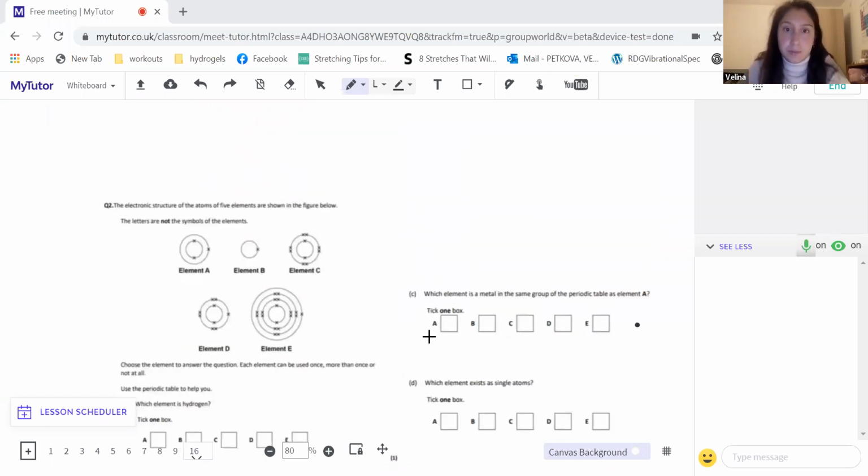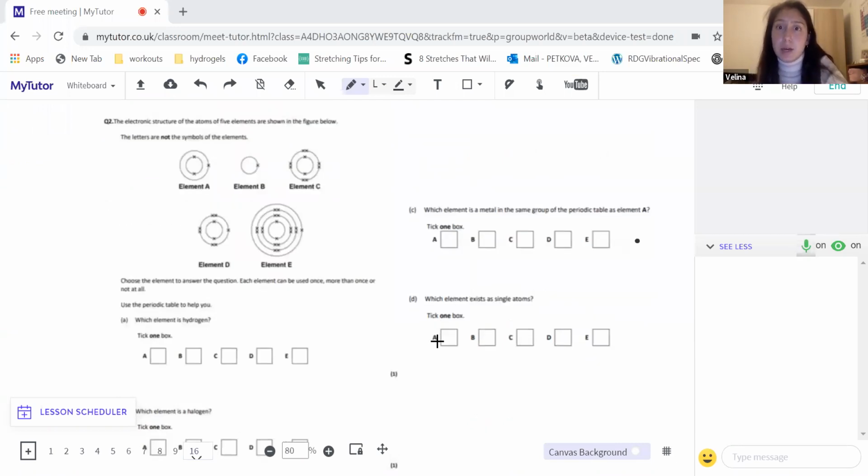Okay, so next one. Which element is a metal in the same group of the periodic table as element A? This one's a bit tricky. So we need to figure out what element A is. In which group does element A belong? How many electrons does it have in its outer shell? We can see it has 1. Brilliant. It is lithium, whoever said that. It has 1. So which is a metal in the same group as element A?